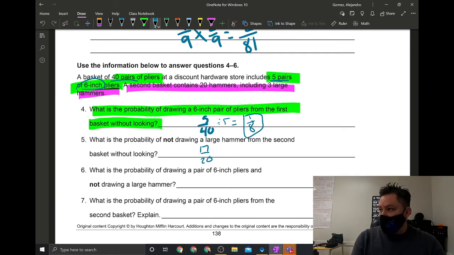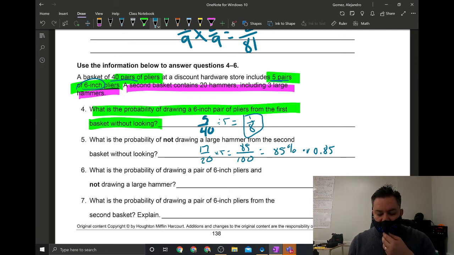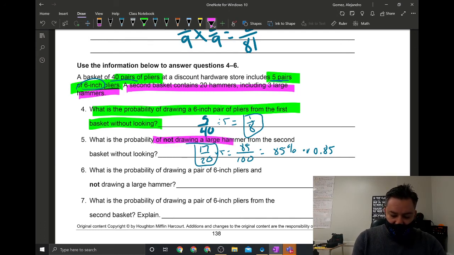We can, right? But you can easily convert this into a percent or decimal. If you multiply this by 5, you get 100 on the bottom. And then 17 times 5, 85. So this will be 85% or 0.85. Either way is going to be the right answer. If they ask you for a fraction, this is going to be your fraction. And pay attention, because they ask you for not a large hammer. You got to be paying attention to what they're asking for.